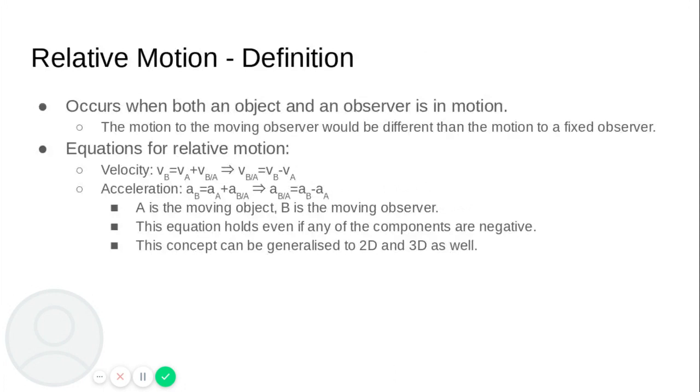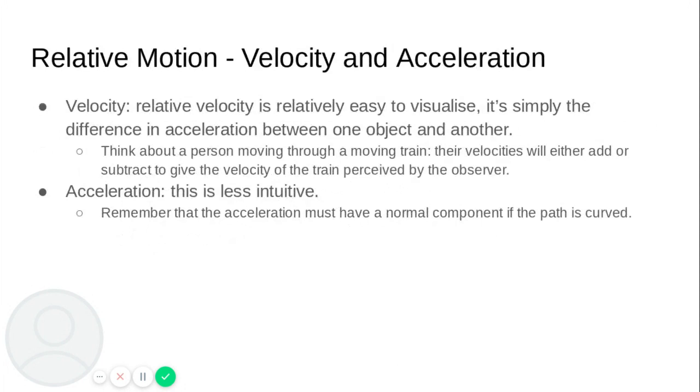So in this case, A is the moving object and B is the moving observer. This equation holds even if the components are negative, so you just put the negative in there. And it can be generalized into 2D and 3D as well. So usually we look at relative motion in terms of velocity and acceleration.